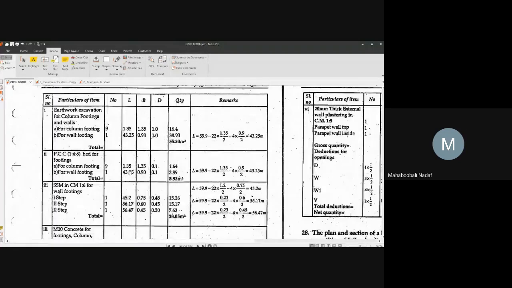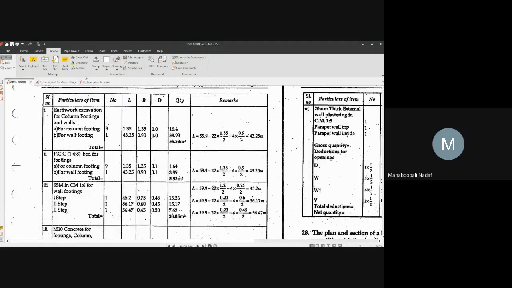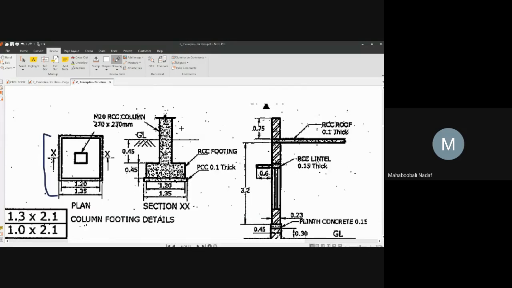Okay? So here you can see, how much came? Excavation. How many columns are there? 9 columns. Correct? What is the width of excavation? Width of excavation 1.35 by 1.35. How many columns? 9. What is the depth from the cross section for column, from here to here? It is 1 meter. 0.45.